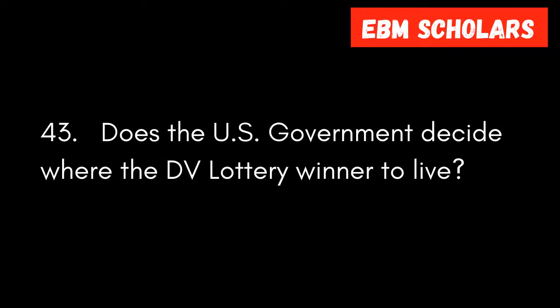Question number 43. Does the US government decide where the diversity visa lottery winner lives? No, it doesn't decide that. If you win, you are the one to choose where you want to go. But the majority of people choose where to live depending on where they're going to get a host. And once you arrive here, you can arrive today and tomorrow move to another state, another city, or another address.